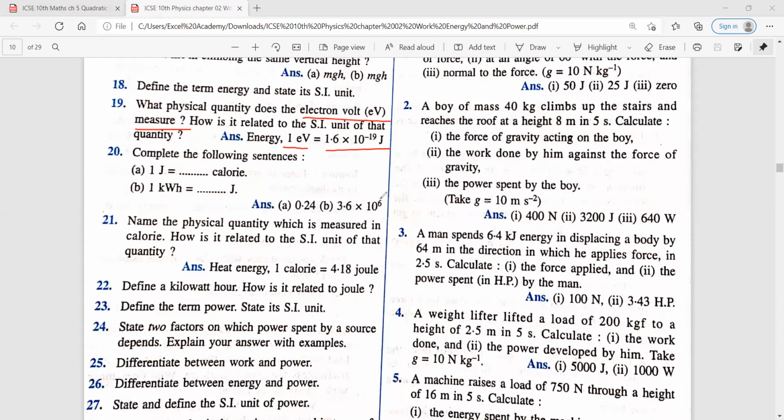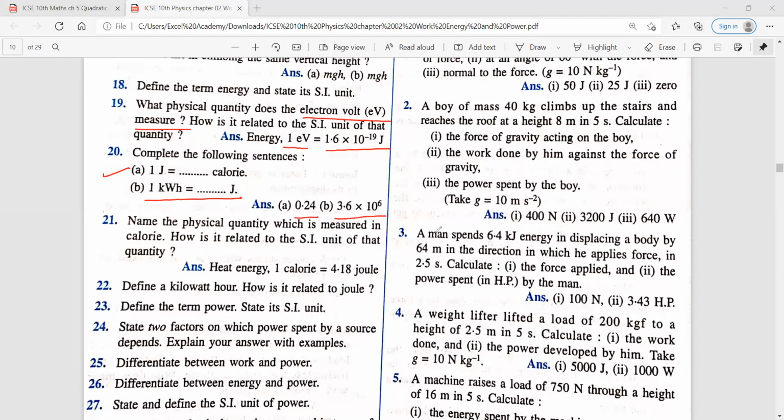Sir, chemistry मध्ये पण यूज केलं ना इलेक्ट्रॉन व्होल्ट. केमिस्ट्री मध्ये पण यूज करतात. करेक्ट आहे. आयोनायझेशन एन्थाल्पी वगैरे त्या केस मध्ये. So whenever the energies are very, very small, tiny, we use this. Okay, you know this: 1 joule is 0.24 calorie approximately, and 1 kilowatt hour is 3.6 into 10 raised to 6 joule. That you know.